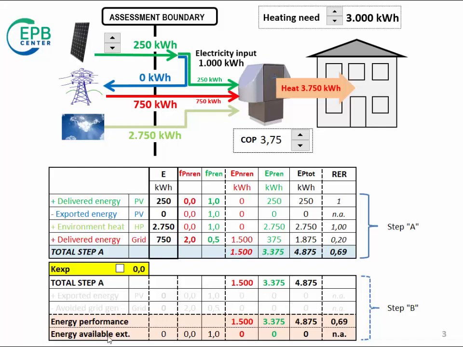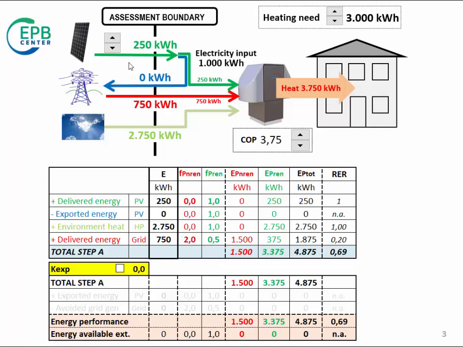The second line of the result is the energy available externally. Now there is none, because all the delivered energy is used inside the building. As shown now in the diagram, PV production is less than the electricity required by the heat pump, so there is no exported energy. The calculation of primary energy is quite straightforward, because you just sum contribution for each delivered energy carrier. No option needed, A or B, just a conversion factor.